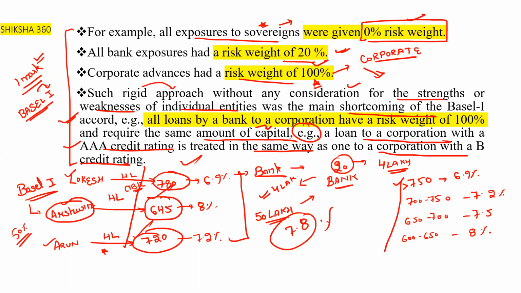I request all of you to please remember these points. To sovereigns, 0% risk weightage is given. All bank exposures have a risk weightage of 20%, and all corporate advances have a risk weightage of 100%. Basel 1 will not consider any credit rating; whether you have AAA or B credit rating, they will consider each person the same, as the guidelines specified.